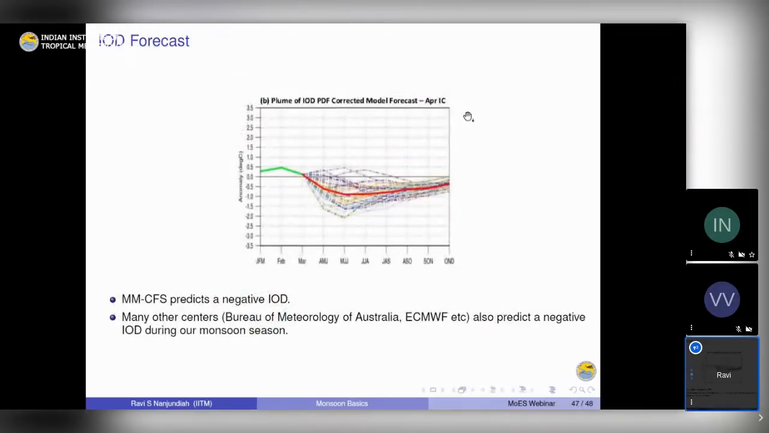And the other one which we talked of is the IOD, and that shows that it's likely to become a slightly negative IOD during our monsoon period. So we'll have to look at how it evolves. And other centers, including Bureau of Meteorology and ECMWF, also predict a negative IOD during our monsoon season.